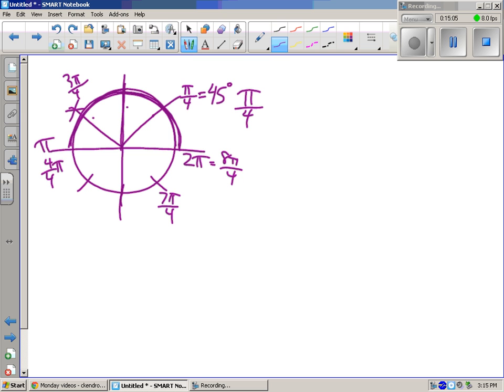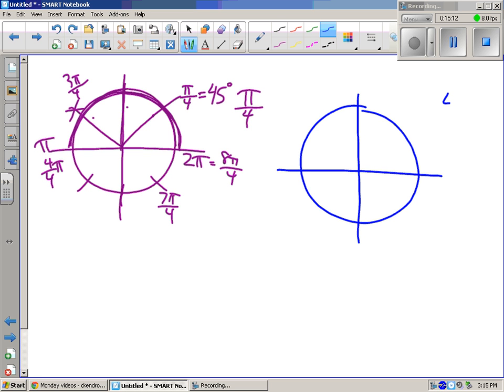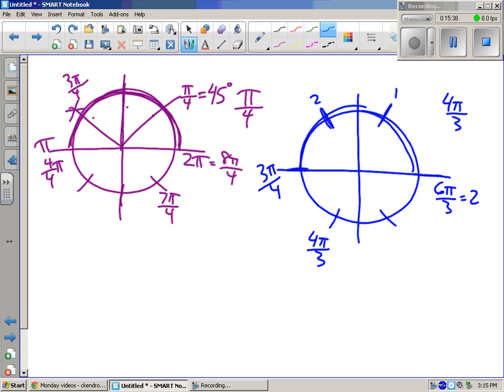Let's do another one. How about, where is 4 pi over 3? Well, I need to cut this into thirds now. So the top half only, I want to cut into thirds. So about here, here, and here. So this is 1/3, 2/3, 3/3 pi. If I go another third, that's going to be 4/3 pi. Here's another third, is 5. Here's another third. This would be 6/3, which is the same as 2 pi.